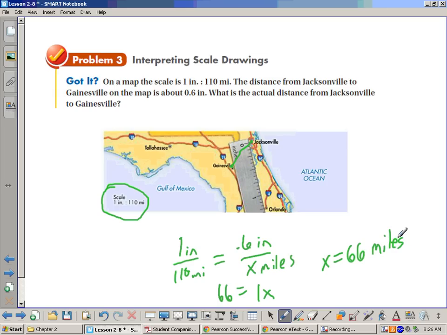So we can use scale drawings and use proportions as well. You're just going to set it up as if it was a similar triangle, and set up a proportion for those. So we'll do some more examples in class.